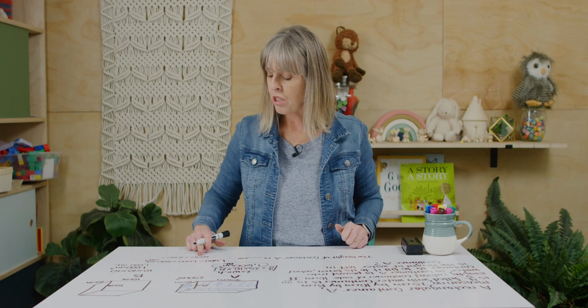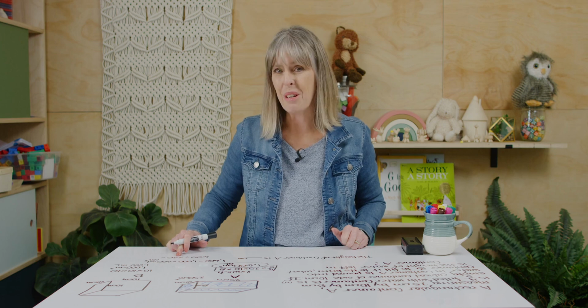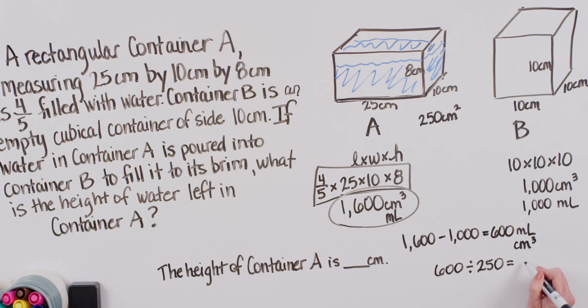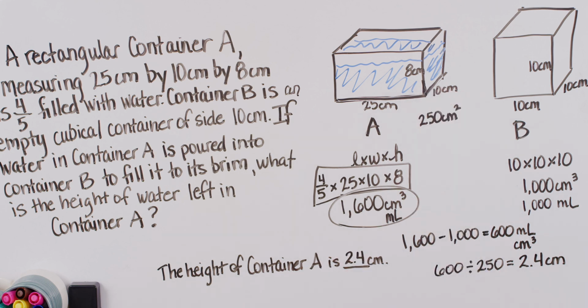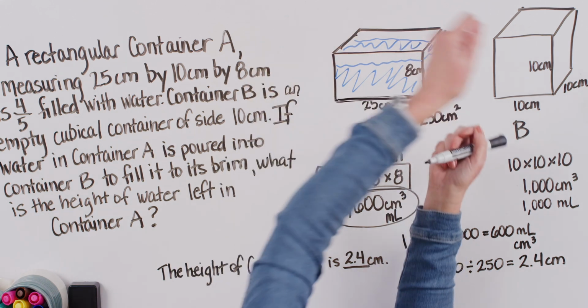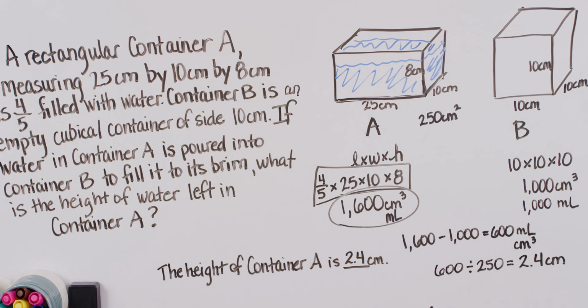So what did you get when you took 600 and divided it by 250? Did you get 2 4/10 centimeters? That's exactly what I got. So our final answer is the height of container A, the height of the liquid in container A is 2 4/10 centimeters after I poured all that I could into container B.